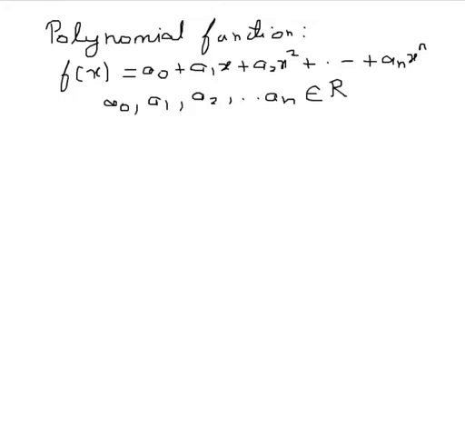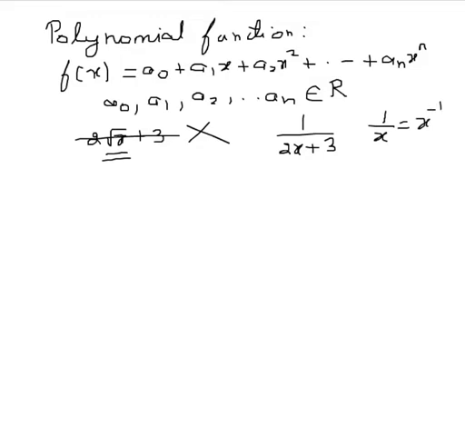Negative powers or fractional powers are not called polynomials. For example, if you have 2 root x plus 3, this is not a polynomial because x power half has a fractional power. Now 1 by 2x plus 3, this is also not a polynomial, or 1 by x, because this is x power minus 1. Negative power. This is a rational expression. We call them rational expressions. So negative powers and fractional powers for x are not allowed in polynomials.